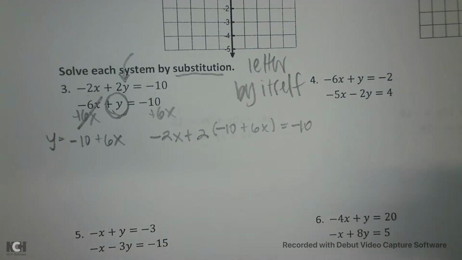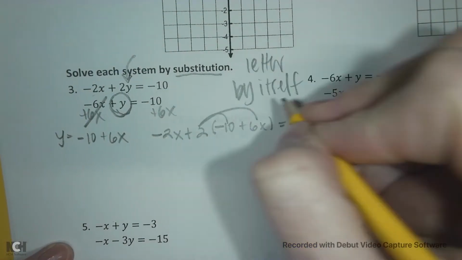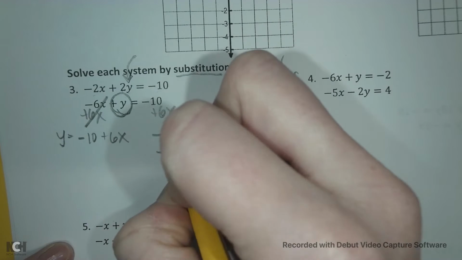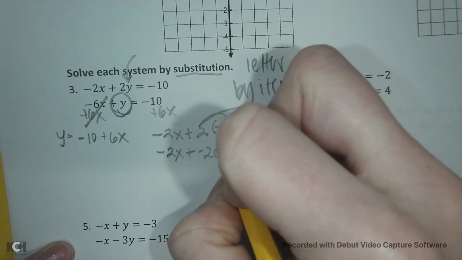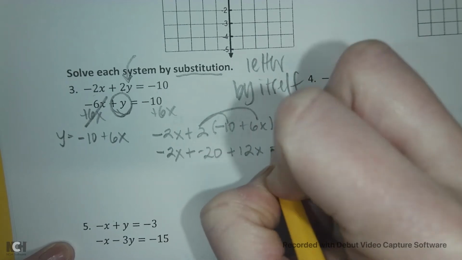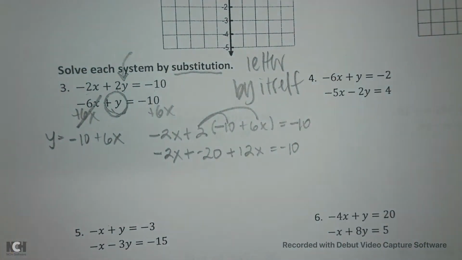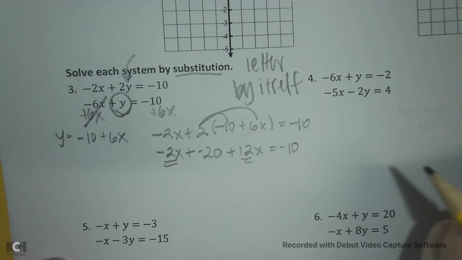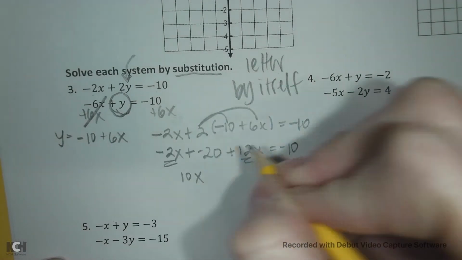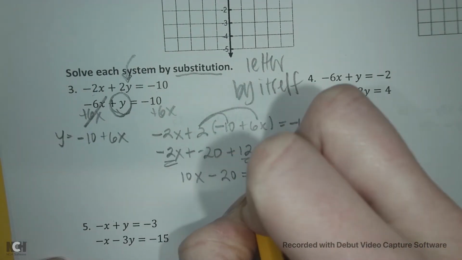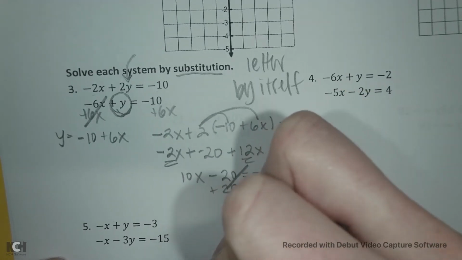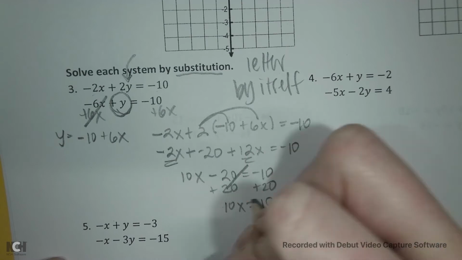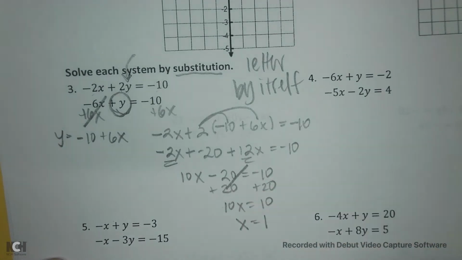Okay, solve for x. So we need to start by distributing the 2. We have negative 2x plus negative 20, and then 12x equals negative 10. I have negative 2x and 12x, so that's 10x's, minus 20 equals negative 10. Now add 20 to both sides, 10x equals 10. Divide each side by 10, and x is 1.